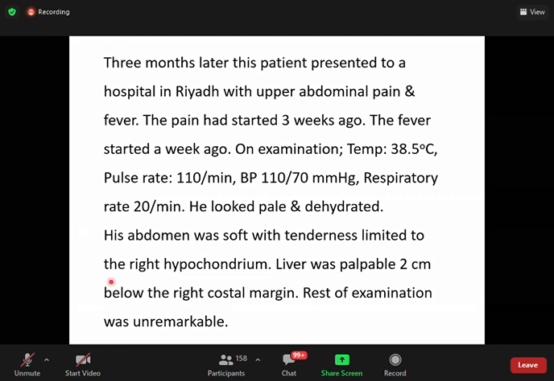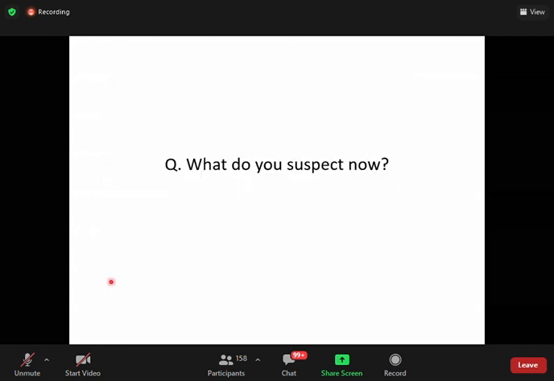Okay, right hypochondrium, you know. Liver was palpable 2 centimeters below the right costal margin. The rest of the examination was unremarkable. What is happening now? So liver infection, liver abscess. This time it's liver abscess. Very good. Amoebic liver abscess.